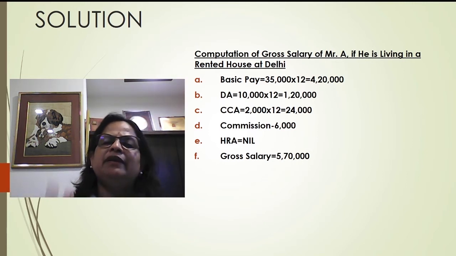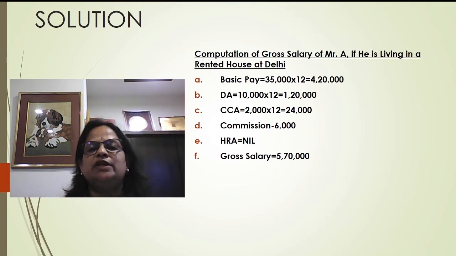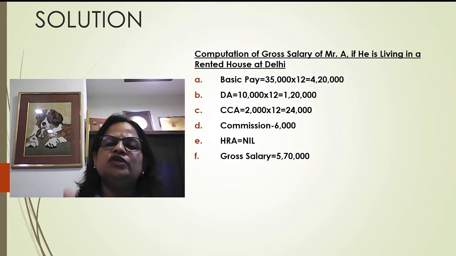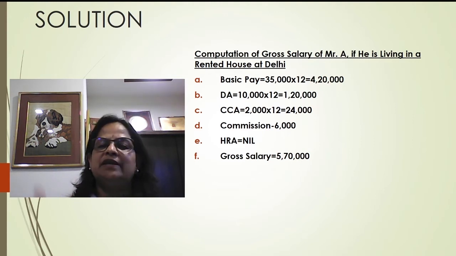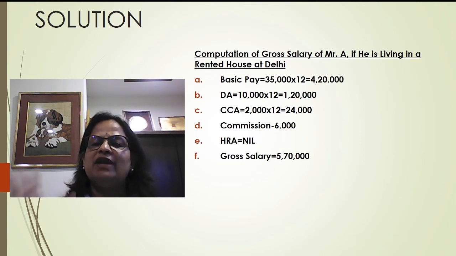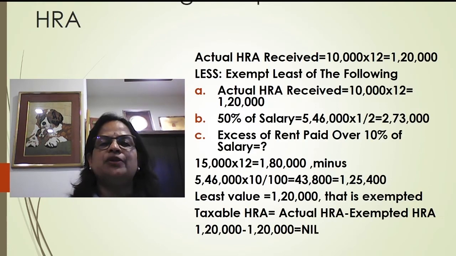So basic pay 35,000 into 12, 4,20,000. DA 10,000 into 12, 1,20,000. CCA 2,000 into 12, 24,000. Commission is 6,000. HRA is nil. Now how you are getting nil, I will explain in the next slide. So gross salary is 5,70,000. Remember our question was gross salary computation.